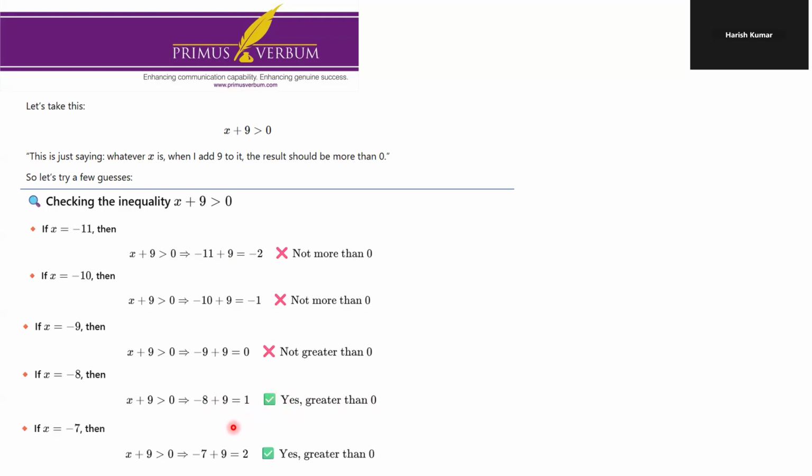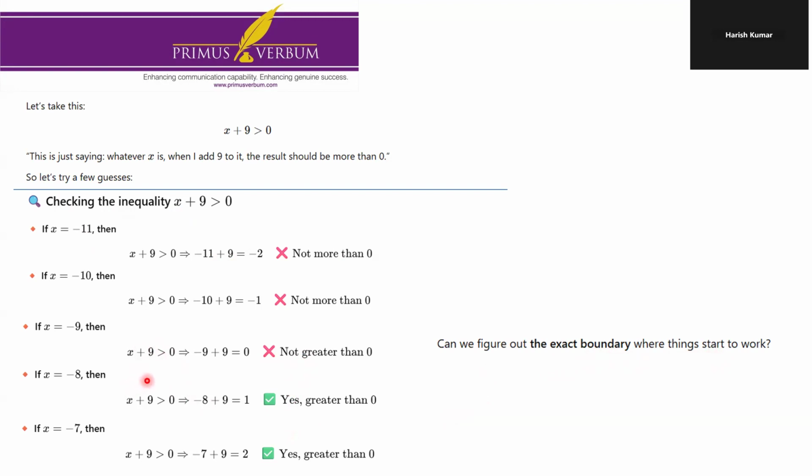Now let's go further and try it with minus 7. Yes, again with minus 7 substituted for x, the inequality becomes true because minus 7 plus 9 is equal to 2 and 2 is greater than 0. So now can we figure out the exact boundary where things start to work? It's clearly between minus 9 and minus 8.